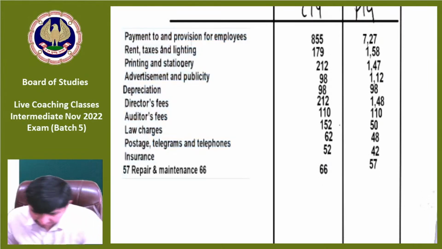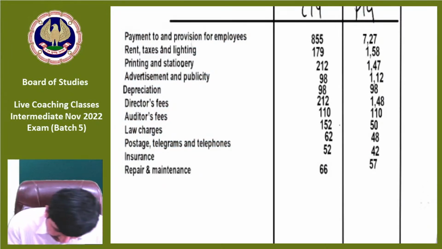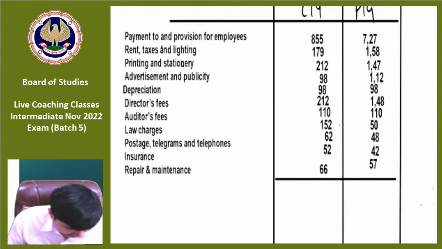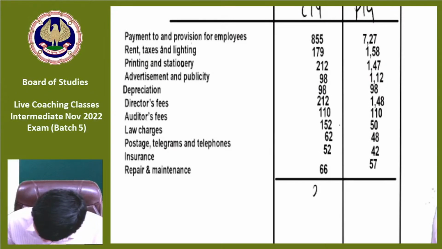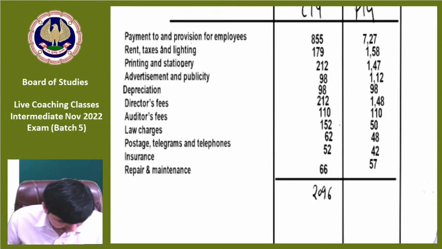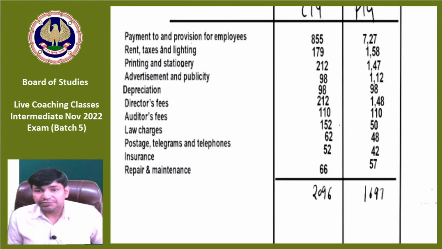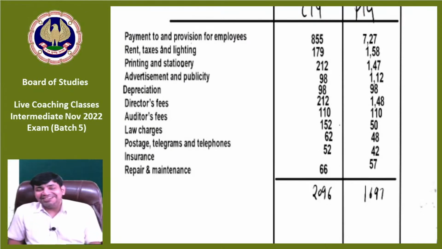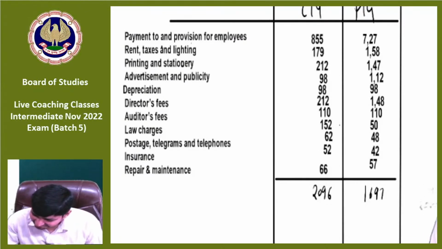Okay, beta. I hope you have also prepared the schedule, and now do the total. How much is the total? Total is 2096 and 1697. By the time you copy-pasted, I completed writing, sir. Yes, yes, Pooja. I thought, why was I copying and pasting? I should also write it. That could have saved my time.